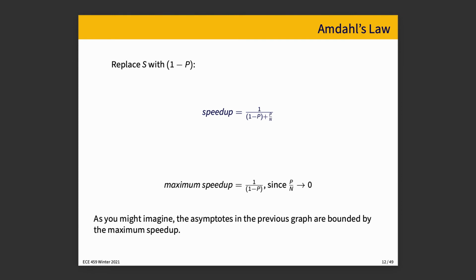So the maximum speed up can be calculated based on this, and the asymptotes in the previous graph, as you may have imagined, are bounded by that maximum speed up. And if we just replace S with 1 minus P, so there's one less variable in this equation, the maximum speed up is 1 over 1 minus P, or if you prefer 1 over S, because as the number of CPUs approaches infinity, P over N approaches 0.